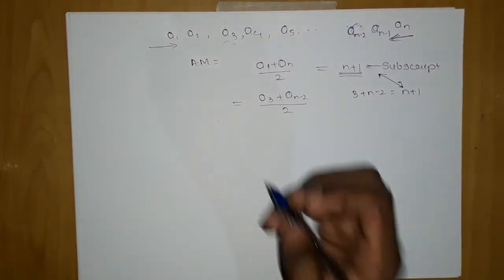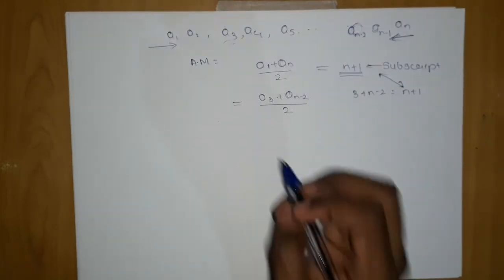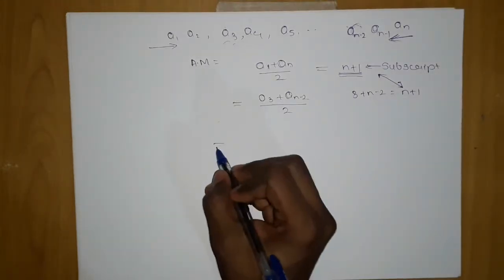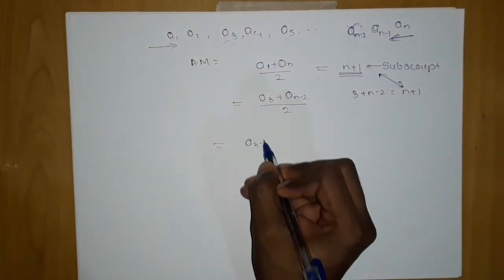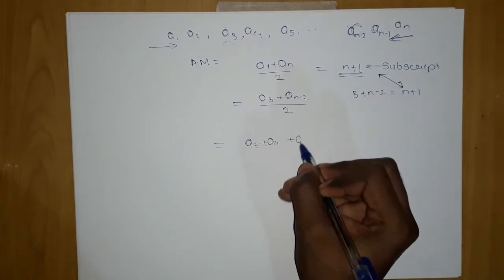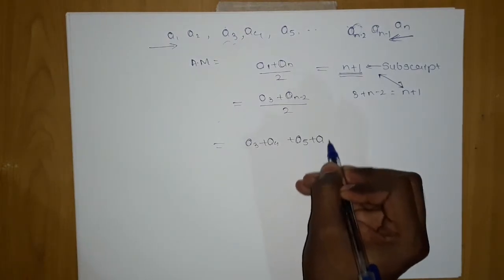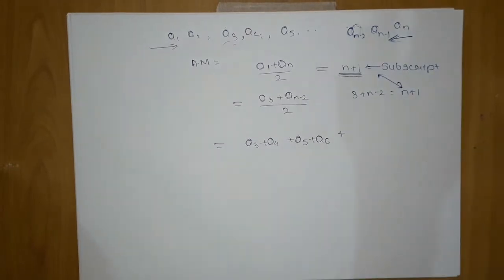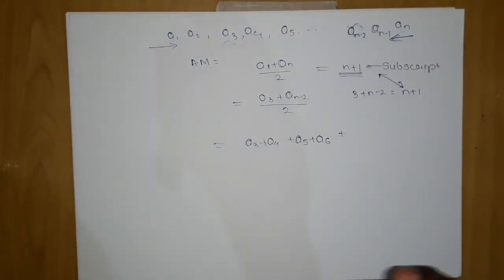Now why 2 terms? I can take any number of terms, but the summation of all the subscripts should be n plus 1. Now look, if I take a3, a4, a5, a6, how many terms? 4 terms. Now I have to take from the end the same number of terms whose subscripts, on adding with these, should give me n plus 1.